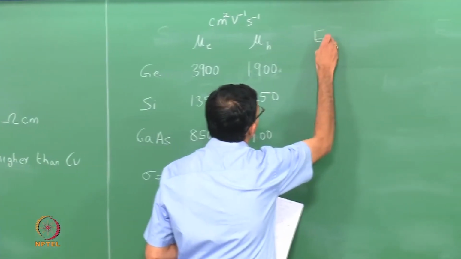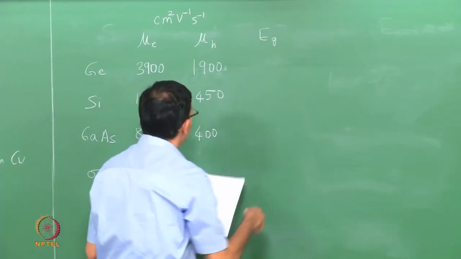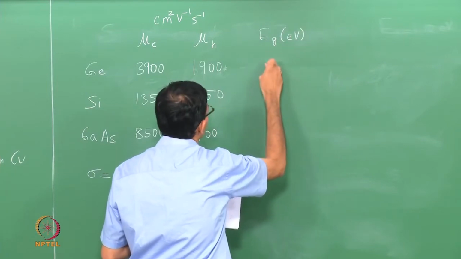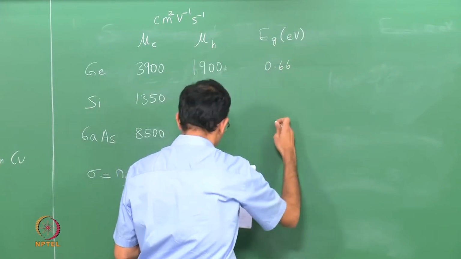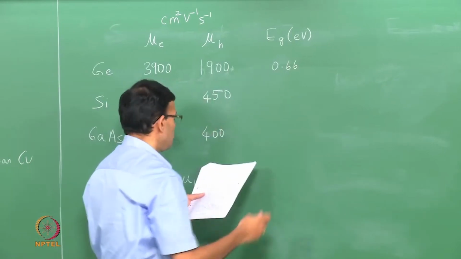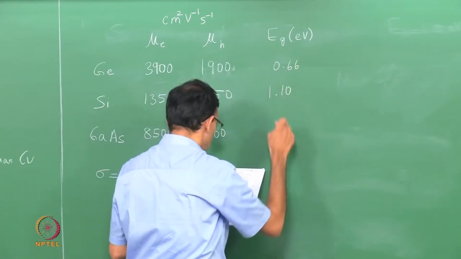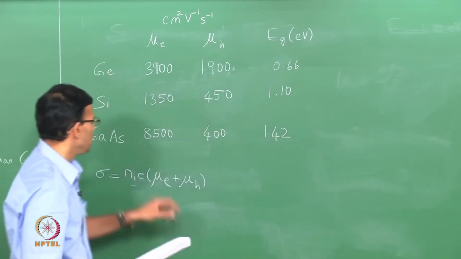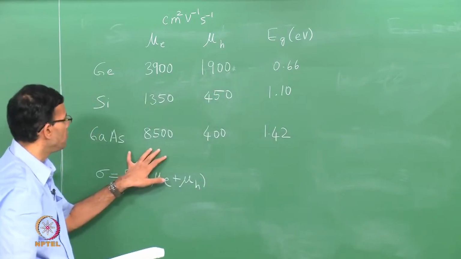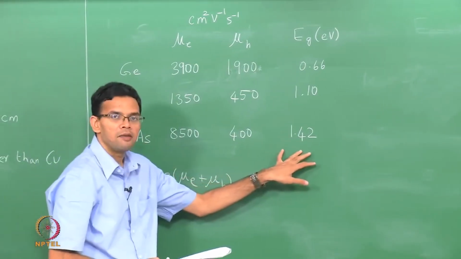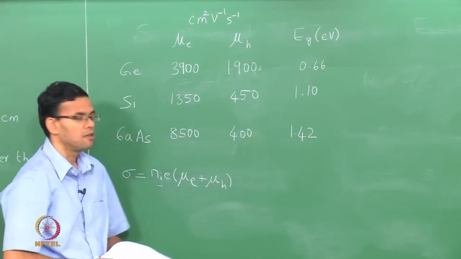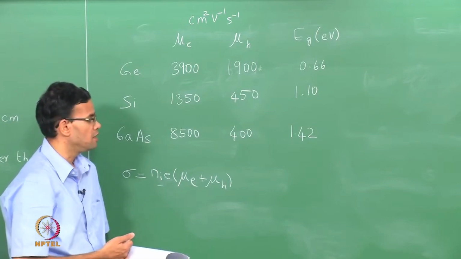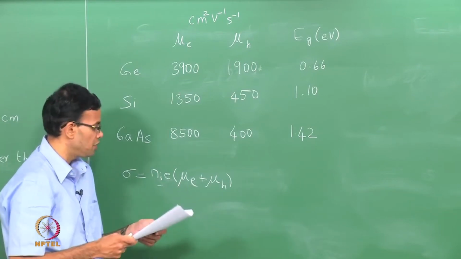So, let me write the values for band gap here, in electron volts. So, germanium has a band gap of around 0.66 eV, this is at room temperature. Silicon is 1.10, gallium arsenide is 1.42. So, even though gallium arsenide has a higher mobility, because it has a higher band gap, we will find that the concentration of carriers is lower. Because you have a lower concentration of carriers, you will also have a lower conductivity.